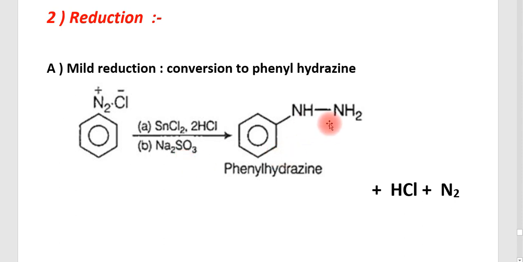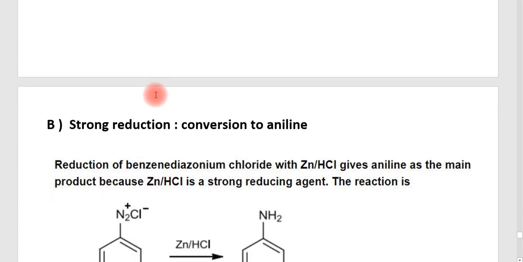Actually NH2 means the hydrazine, and one of the hydrogens in the hydrazine is replaced with the phenyl group, that is called phenylhydrazine. Here it is taken as C6H5NH single bond NH2 plus HCl plus N2. That is the reduction with the mild reducing agent.